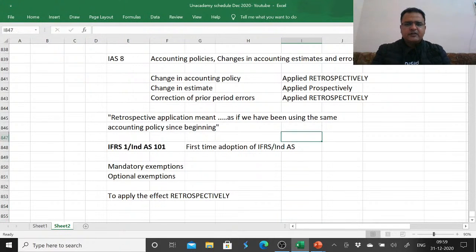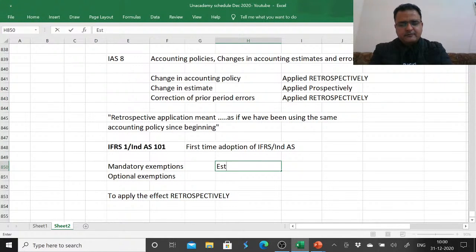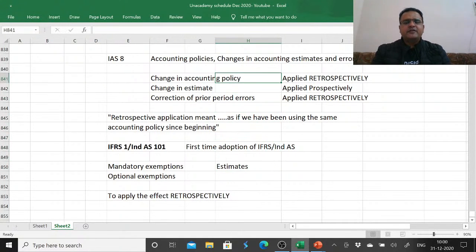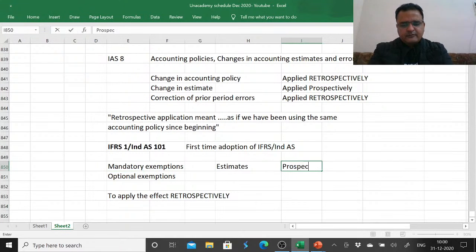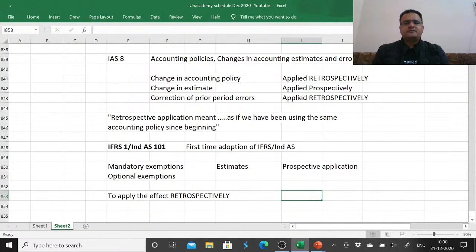If you noticed, a change in accounting estimate is applied prospectively, that is in the current year and future years. So estimates are part of the mandatory exemption from applying the effect retrospectively. They are mandatorily exempted because they are not even required to be applied retrospectively in IAS 8. That is the reason they are mandatorily exempted in IFRS 1 or Ind AS 101. We apply the effect prospectively for them. Prospective means in the current year and in future years. That's the importance of IFRS 1 and Ind AS 101 for first time adoption of IFRS and Ind AS.